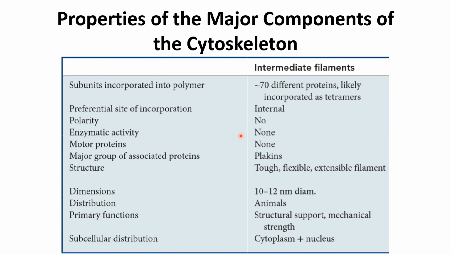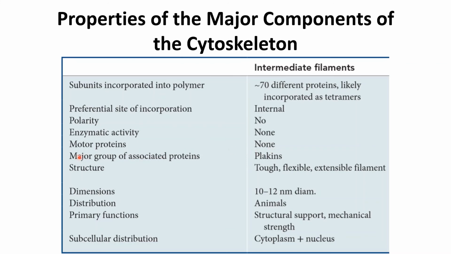And then next, we have the intermediate filaments. So unlike the microtubules, the components of intermediate filaments are very varied. There are around 70 different components. And notice here, there is no preferential site of incorporation, aside from being internal. So there's no positive or negative end. Thus, there is no polarity as well. And there is no enzymatic action. There's no GTPase or ATPase involved. And there are also no motor proteins associated with the intermediate filaments.